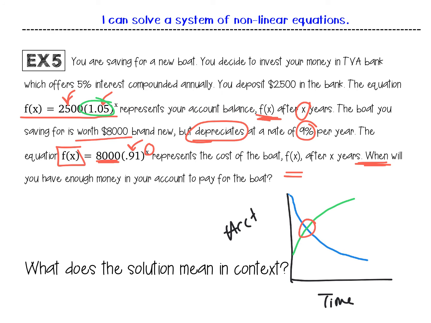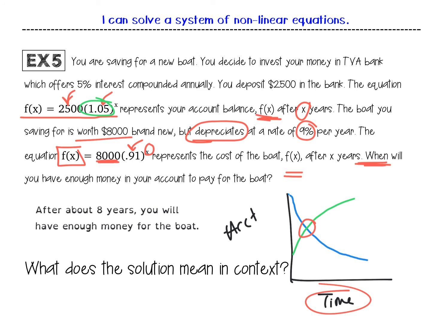So when I think about when, we're talking about time. So I'm going to use my calculator, and I'm going to put those two functions into the y equals, and I'm going to zoom fit and find that point, calculate that point of intersection. So if you need help with the calculator steps, watch the QR code that's off to the side. All right, so after about 8 years, I will have enough money in my account for the boat. It ended up being 8.12, so I said about 8 years.